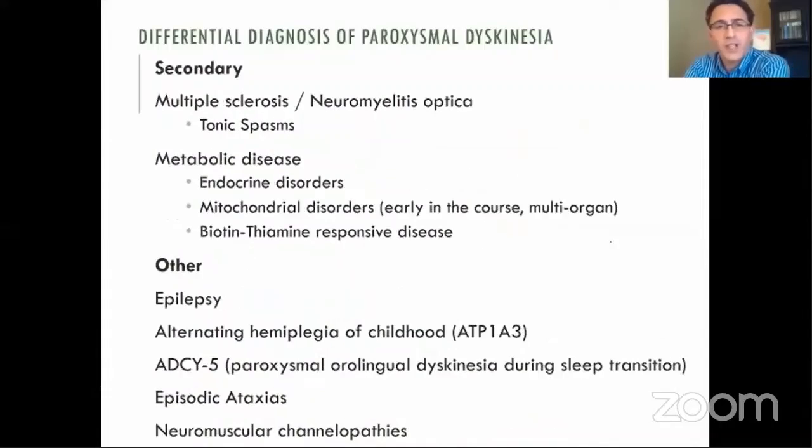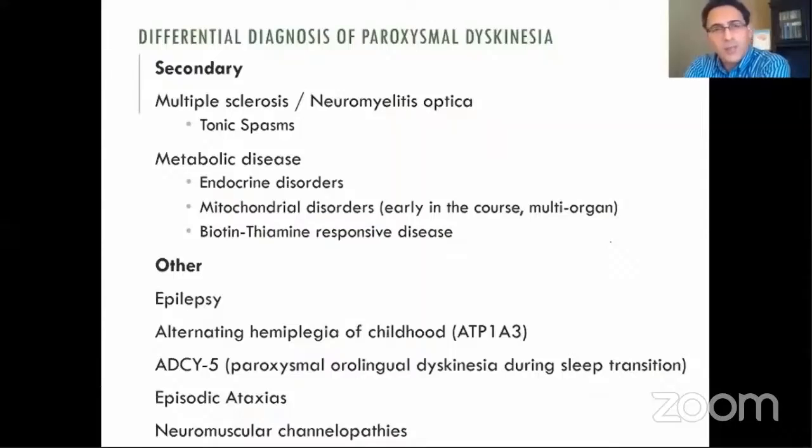It's also important to consider the secondary causes of paroxysmal dyskinesia in pediatric population. This can include demyelinating disease. One of those examples are tonic spasms that can happen as a result of myelitis or multiple sclerosis or neuromyelitis optica. And these could look like dystonia, but often very painful, and in fact are more of a pyramidal signs that happen paroxysmally. Metabolic disorders, including endocrine disorders, mitochondrial disorders, especially early in the course, can be paroxysmal, and in this group also is biotin-thiamine responsive disease.